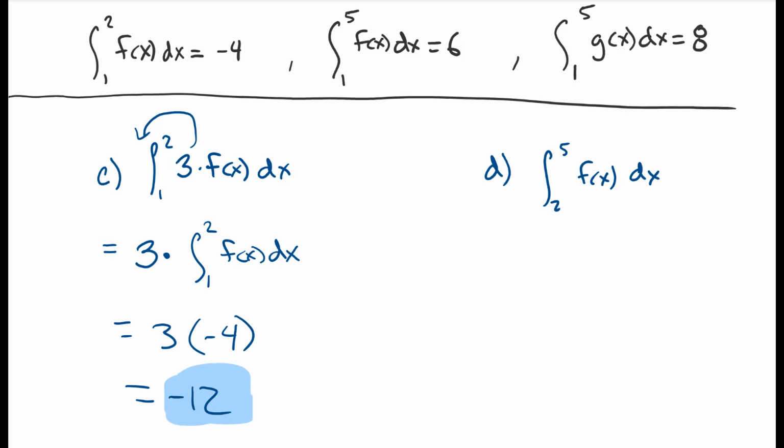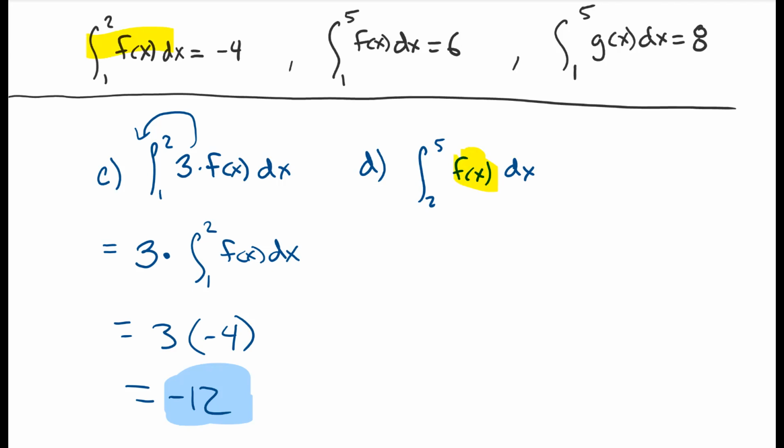Okay. Property. Not rough. This is not rough. But now we get a little tougher here. Let's look at D. D requires a little bit more thought. So we're dealing with our f of x. So we're either dealing with this one or this one. But it says we're going from 2 to 5. I don't see anything from 2 to 5.